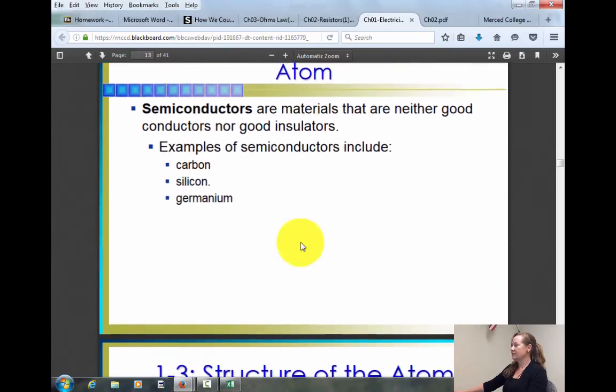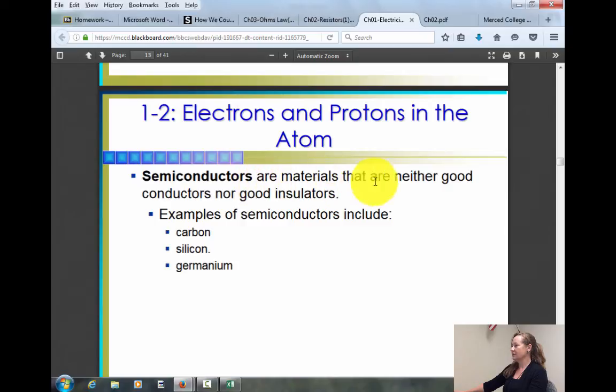And then of course semiconductors are materials that aren't very good conductors and aren't very good insulators. We can force the outermost electron to move, but they're not so easily movable. And that's where we get our silicon and carbon. But what do we use to create computers? This is silicon.